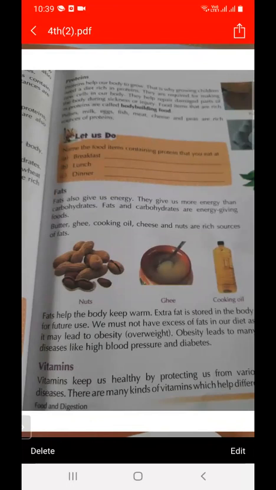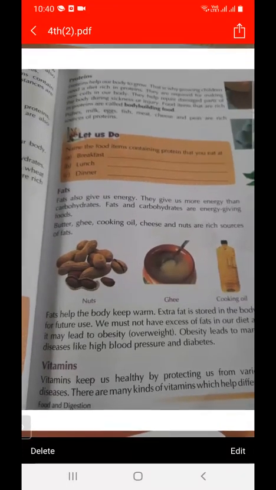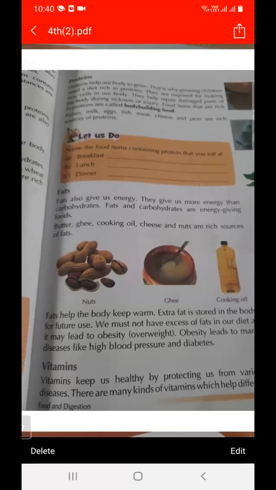So what are the sources of fat? Fat gives us energy to do work, and they give us more energy as compared to carbohydrates. These are the energy giving foods. And how can we get fat? From butter, ghee, cooking oil, cheese, and nuts. These are the rich sources of fat.